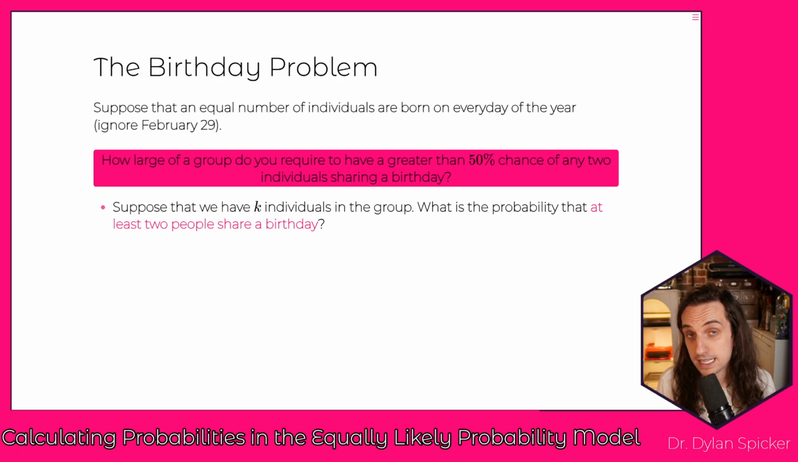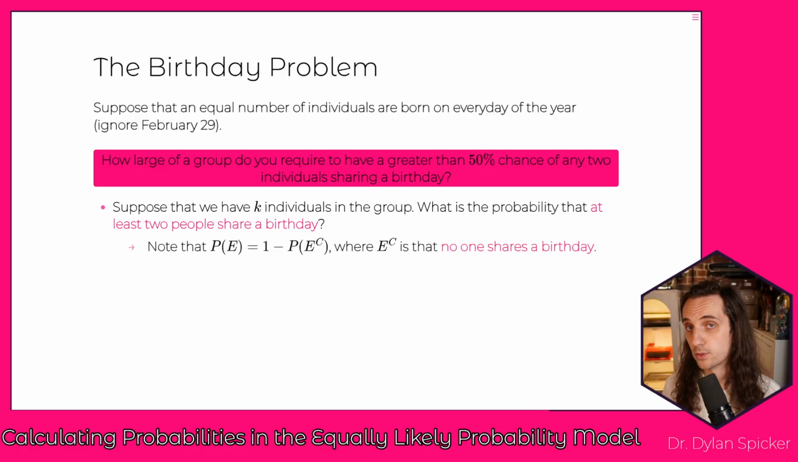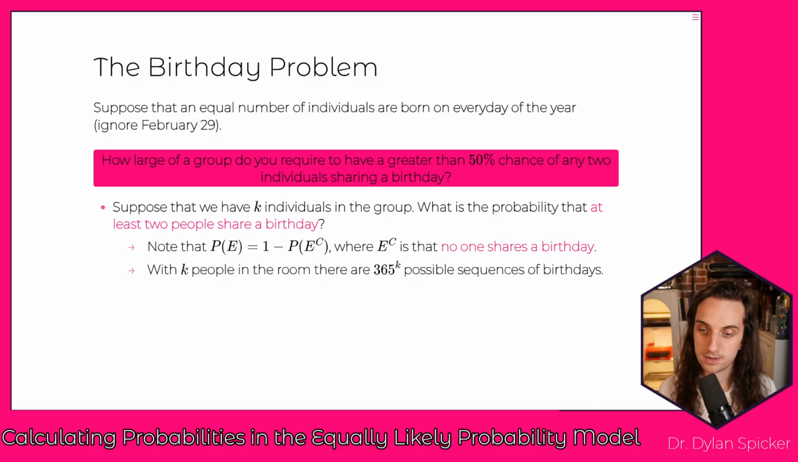So we're going to answer, well, what's the probability that no one shares a birthday? Because in order for no one to share a birthday, everyone has to have a unique birthday. So that becomes a much easier question for us to address here, right? So we can say the probability of E is 1 minus the probability of E complement, where E complement is the probability that no one shares a birthday.